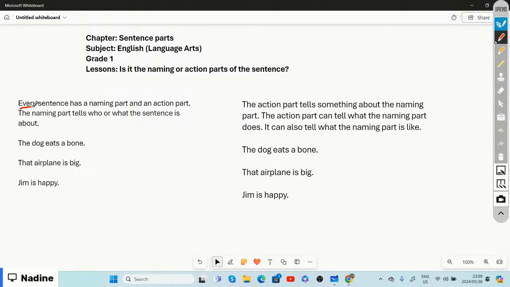So we said every sentence has a naming part as well as an action part, right? The naming part tells us who or what the sentence is about. It can be about Jane, can be about Amy, can be about John, can be about the dog, right?